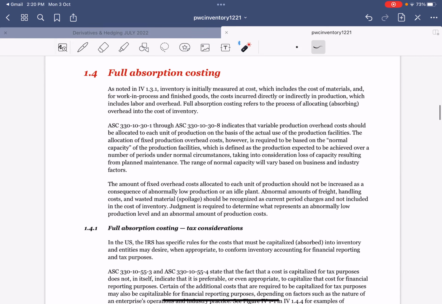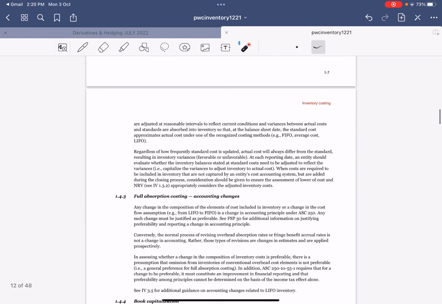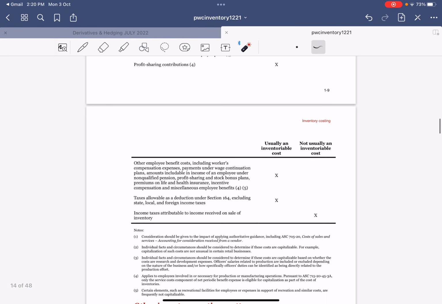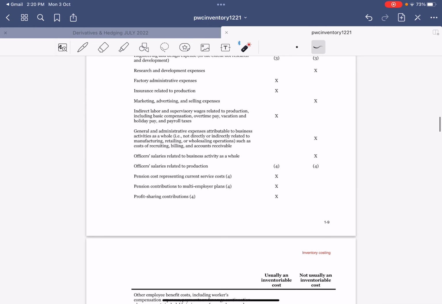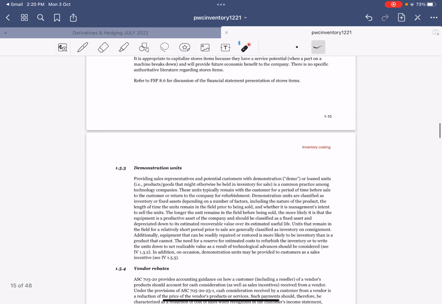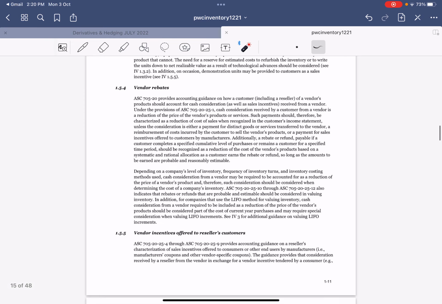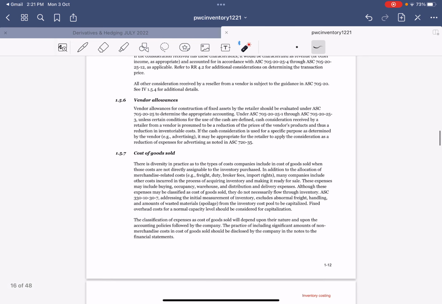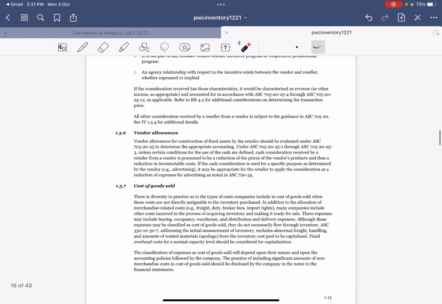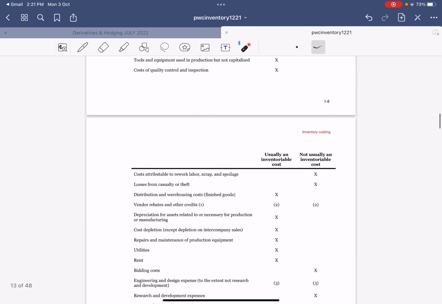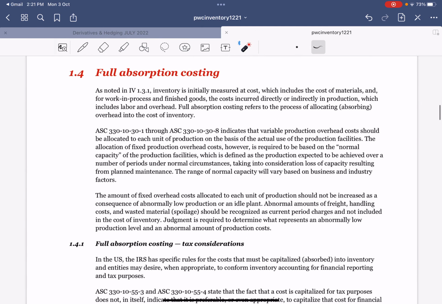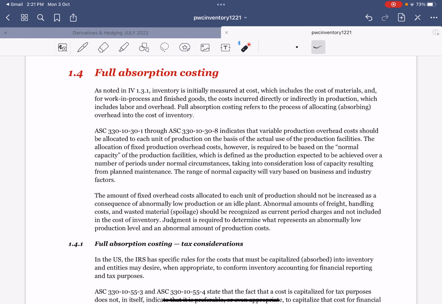Full absorption costing. Okay, it's a basic costing method. Okay, how is it full absorption? And then inventory costing method, vendor rebate, cost of goods sold, mercantile. Okay, I have a pretty good understanding. Now we can understand what full absorption costing means.